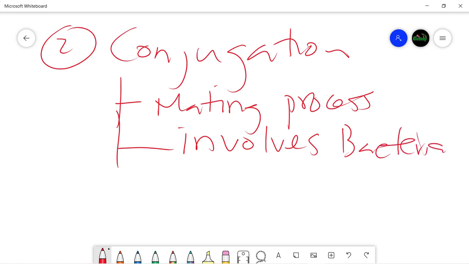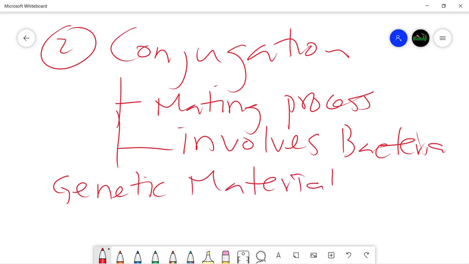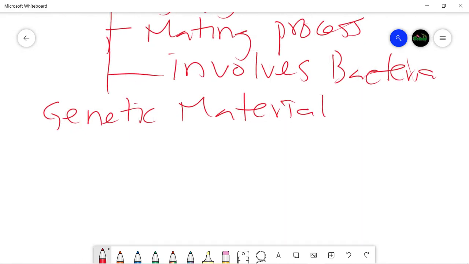What happens in conjugation is that genetic material from one bacterium gets transferred to another bacterium through physical contact. That is, the two bacteria in question are in physical contact, and genetic material is transferred from one bacterium to another. And you might be wondering how it is possible that there is a mating between the two bacteria and then genetic material gets transferred. So this contact, as I said, involves physical contact between the two bacteria.